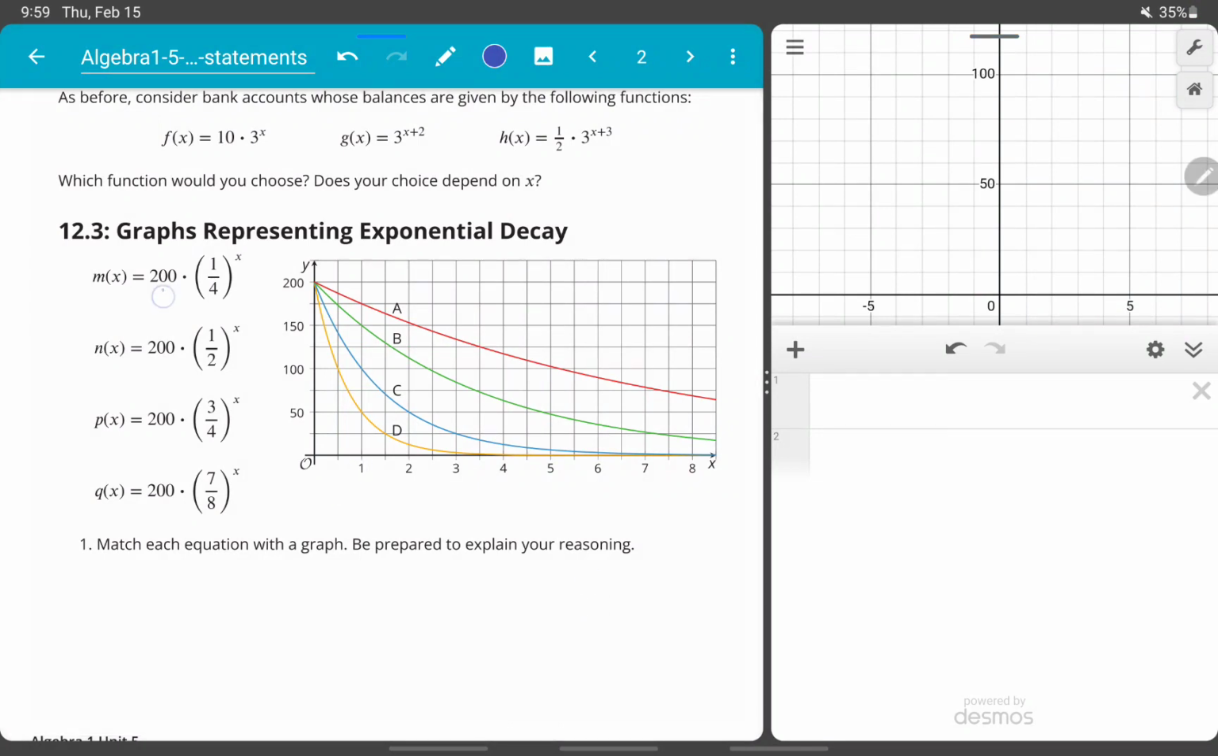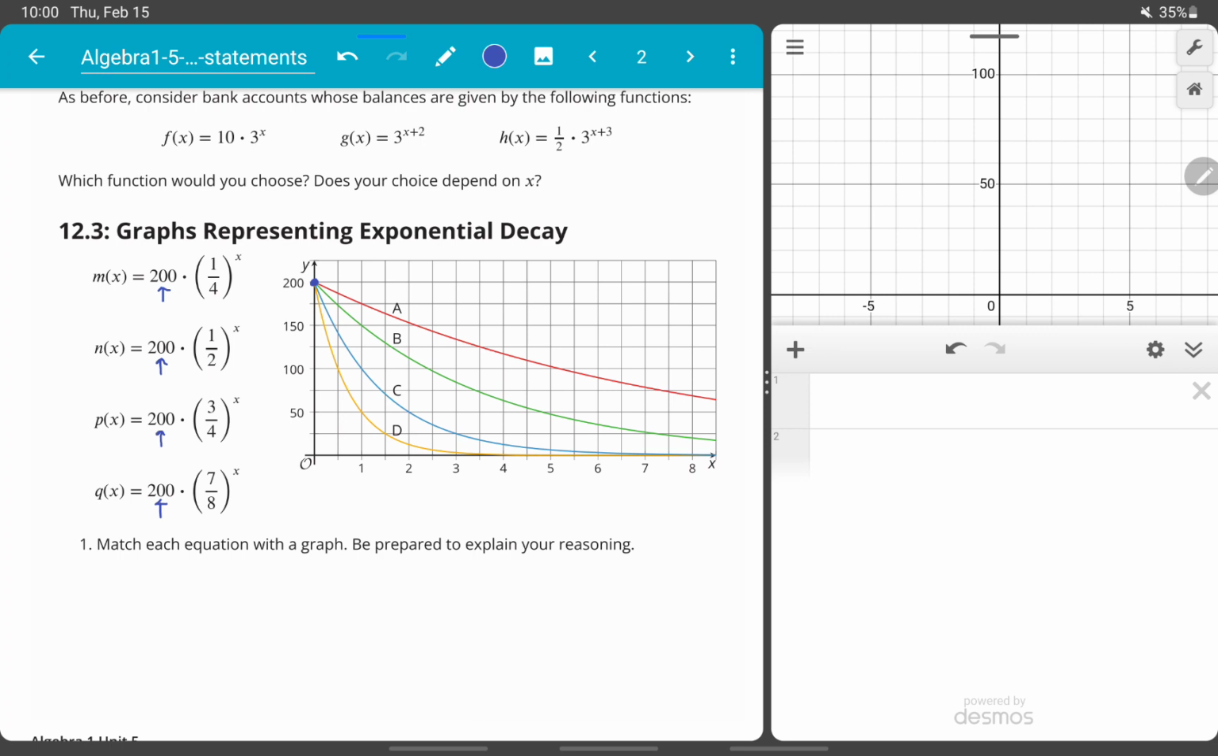If we look at the first numbers, we can see that they all start at 200. So we can also see over here on the graph that they're all going to be starting at 200. And we know that they all have this x in the exponent position. So it's really the b value that's going to be determining which one goes where. And one way is just to compare the b values.